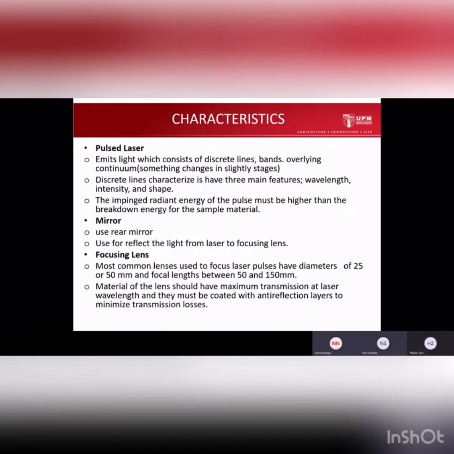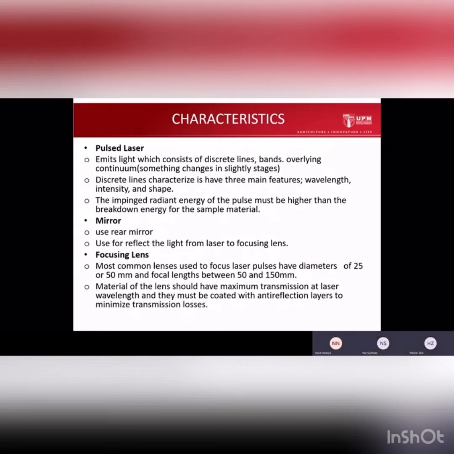The mirror that we use is a rear mirror, and its function is to reflect the light from the laser to the focusing lens. The most common lens used to focus the laser pulse has a diameter of 20 or 15 millimeters and a focal length between 50 and 150 millimeters. The material of the lens should have maximum transmission at the laser wavelength, and there must be an anti-reflection layer to minimize laser reflection.